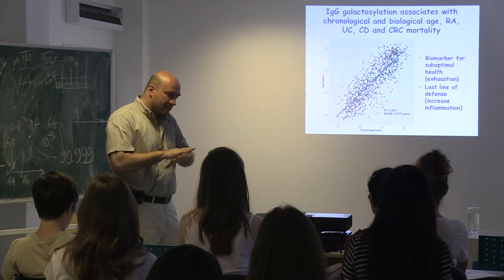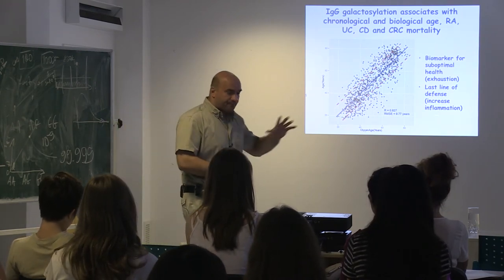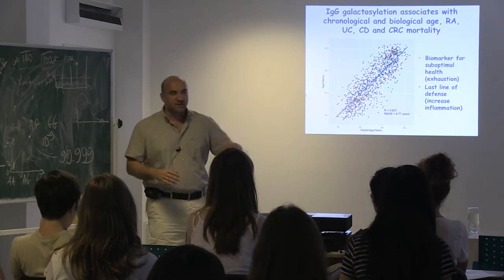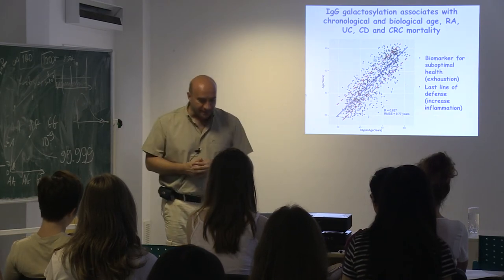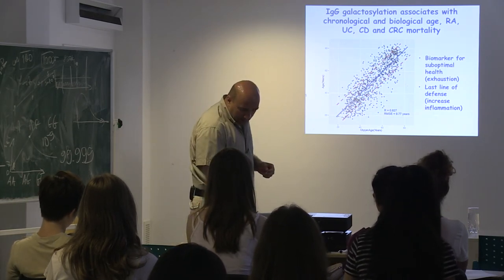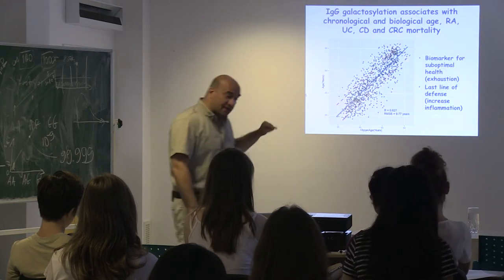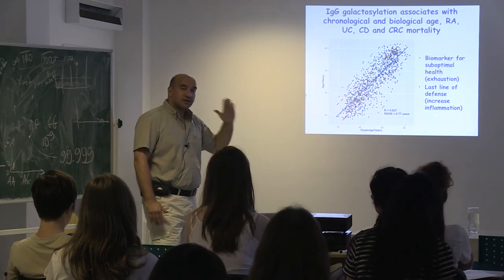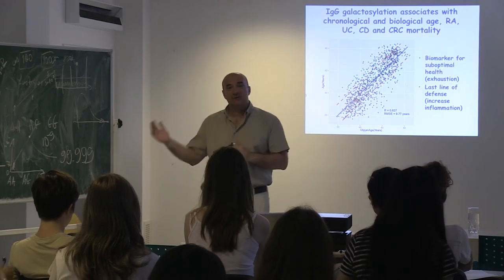So when your health is falling apart, when your homeostasis is not really functional, then you increase inflammation. So you try to somehow reset yourself. Let's destroy everything we can and then build it again. And the same thing, what I also forgot to mention, is that this IgG galactosylation is changing with age. The older we are, the more inflammatory we are.